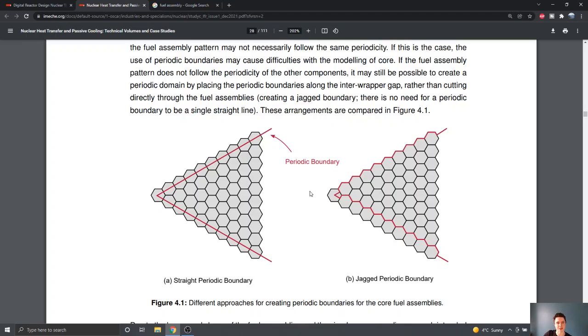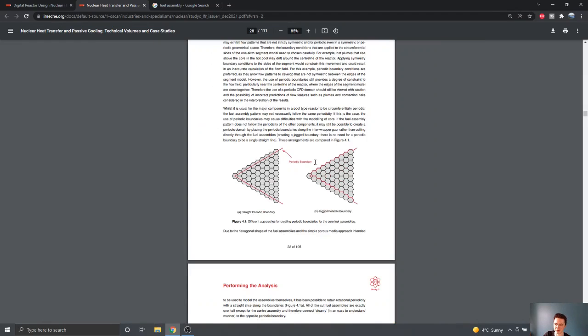Whereas if we had a different fuel assembly pattern where we had squares, for example, you could imagine that if you're drawing that periodic boundary through the squares, the pattern might not be periodic, and so you may have to come up with a more elaborate periodic boundary. But luckily we're not going to do that today. We're just looking at this 60-degree section of our fuel assemblies in the middle of the reactor.